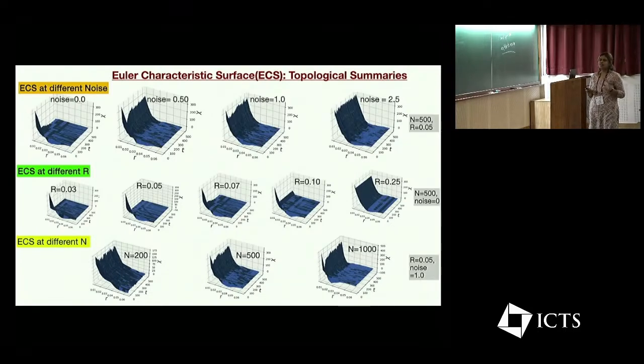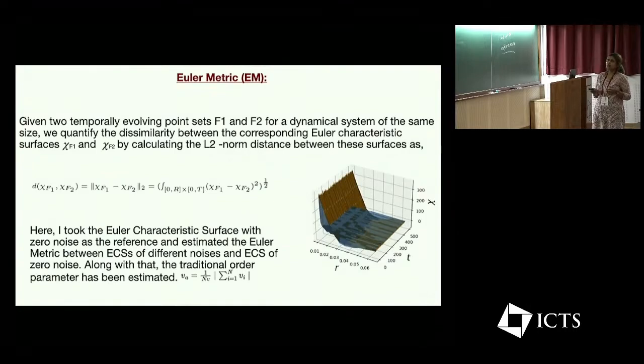The idea was, given two point clouds or two dynamical systems temporally evolving, if their topological structures are very different, then those surfaces will be different as well. These surfaces are a footprint or signature of the dynamical system. If we change the parameters, the surfaces will change if the topology changes. We further tried to quantify this with a metric called the Euler metric between two surfaces, measuring how similar or dissimilar two different point clouds or dynamical systems are. Given two point clouds, we build their Euler characteristic surfaces and measure this distance.